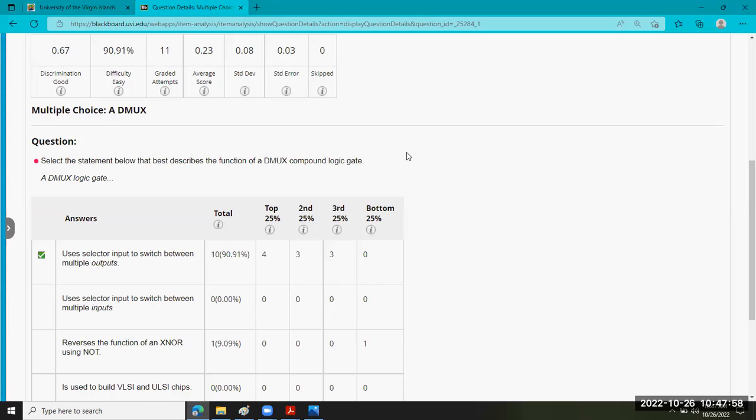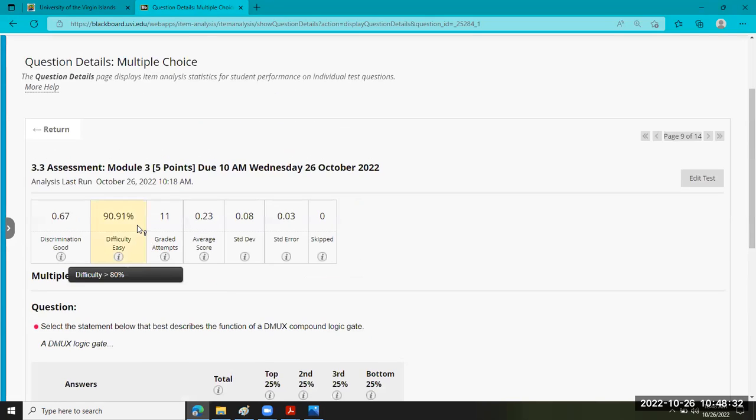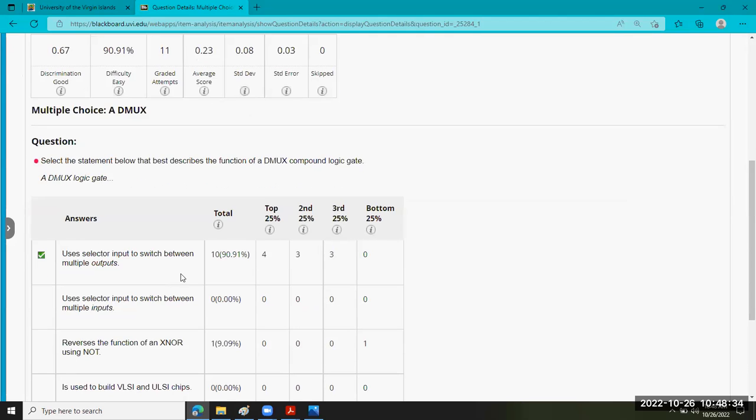So demux is conceptually similar to a multiplexer. It just works differently. What we're talking about is a case where the selector inputs switch between multiple outputs. So that's the case for a demux. Instead of selecting between multiple inputs, which is a mux, the selector switches between outputs. So that's the answer for the demux logic gate.